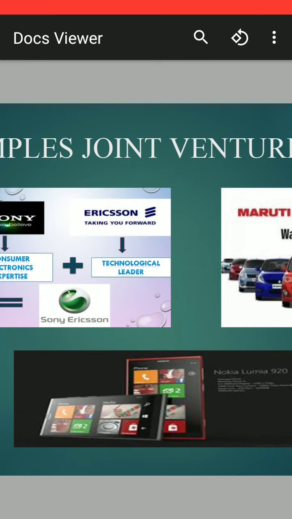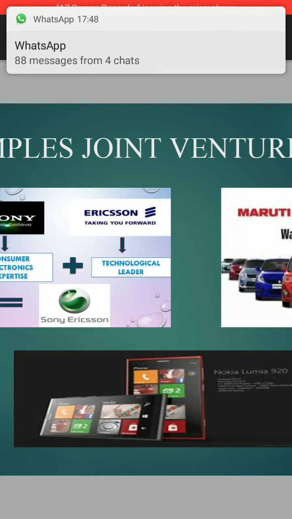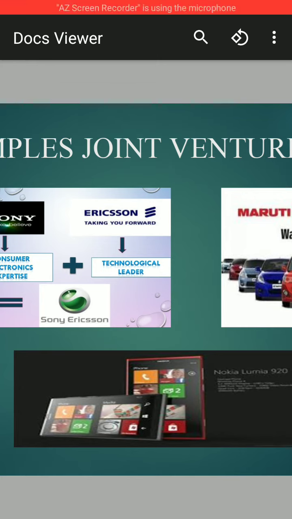Okay, the third example, Sony Ericsson. Sony is a well-known company for consumer electronic products, and it is from Japan. Ericsson is from Sweden, well known as a cellular phone producer and also for telecommunication technology. So these companies combined together to produce a new model of handphone, which is Sony Ericsson. They have produced handphones with good multimedia capabilities such as Cybershot, Xperia, and so on.